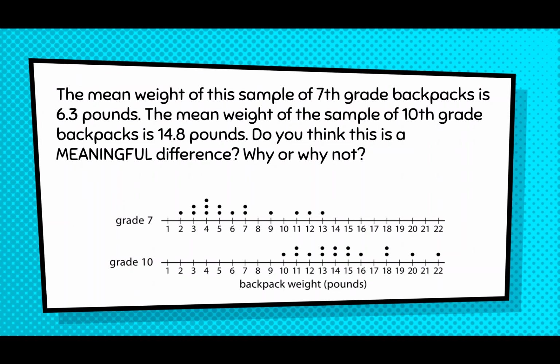So our question for us to think about is, do we think this is a meaningful difference? Why or why not? I want you to pause, think about your answer, and then I'm going to say how I would think about it.